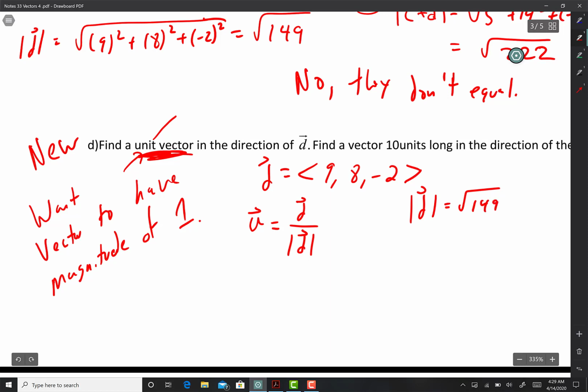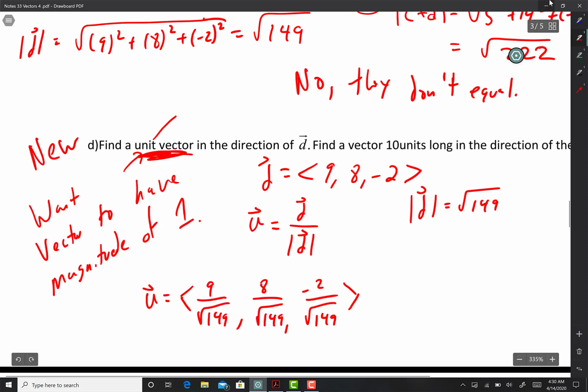And to get vector D to have a magnitude of 1, here's my unit vector. I'm going to take the 9 and divide by the square root of 149, comma. I take the 8 and divide by the square root of 149, comma. And I take the negative 2 and divide by the square root of 149. And let me see if I can show you guys visually how we know for a fact that that's going to be a magnitude of 1.